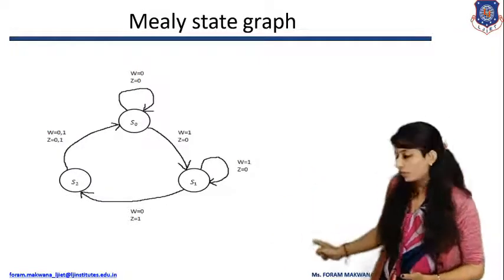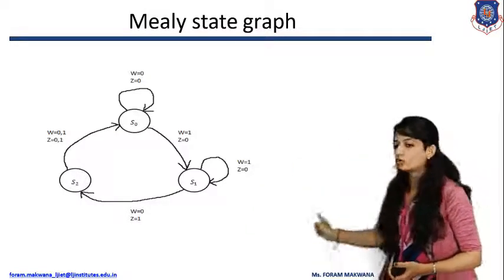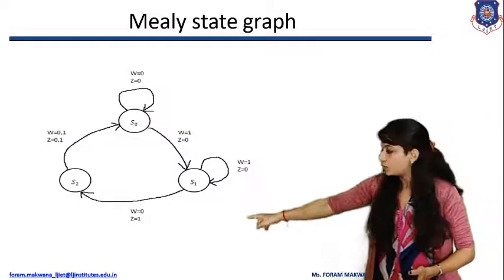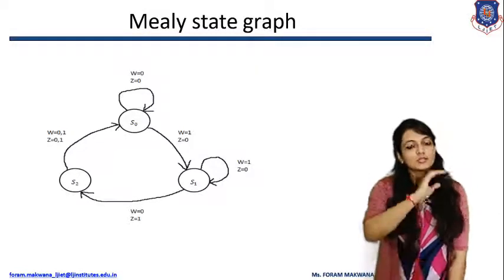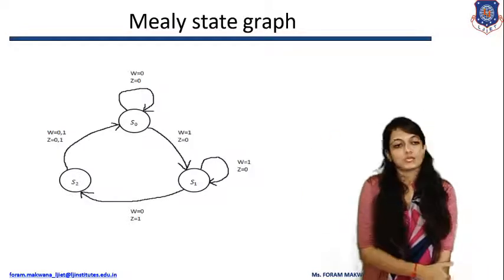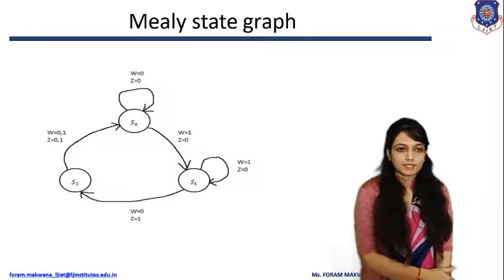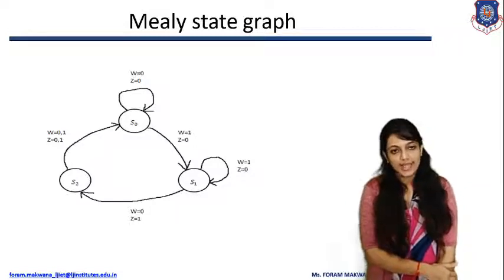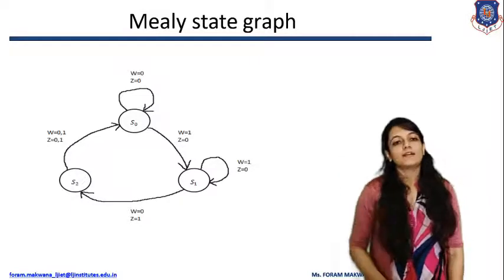Alright? Now, for S1, for W equal to 0 and W equal to 1. If W is equal to 0, my state is going to be changed. But if W is equal to 1, my state is not going to be changed. Again, S2. If W is equal to 0 and 1, my state is going to be changed, and the next state is 00. And the corresponding output, Z, is equal to 0 and 1, respectively.